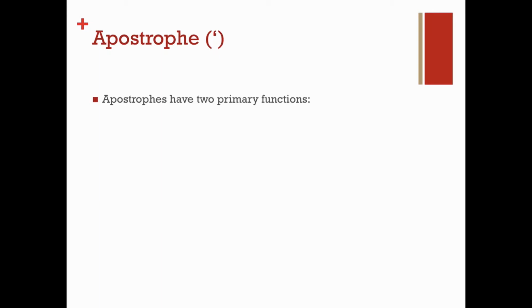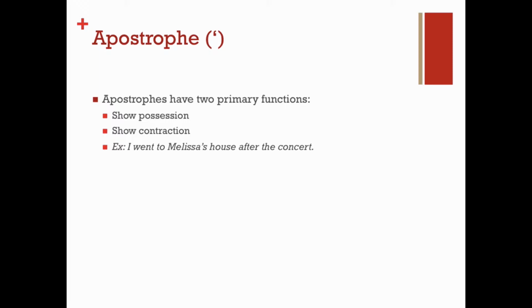Okay, the apostrophe. Apostrophes have two primary functions, and it's really amazing to see how much people try to make the apostrophe do more than what it's supposed to. So apostrophes show possession and they show contraction. Example: I went to Melissa's house after the concert. We have an apostrophe and an S at the end of Melissa to show that she owns her house in this sentence. And: We didn't want to visit Mark. Here in the second example, I have a contraction with "didn't." That is a shortened version of the word combination "did not."